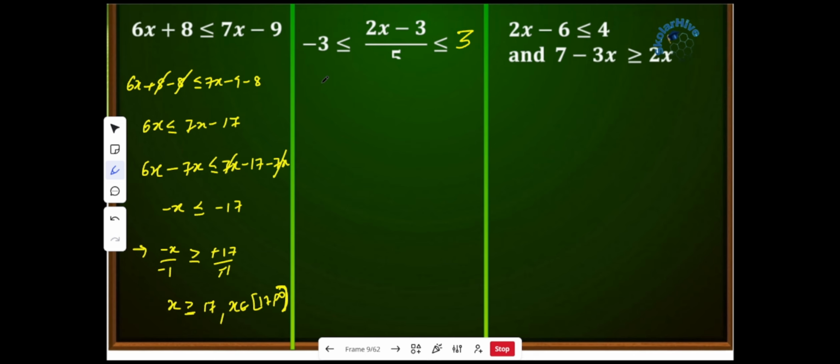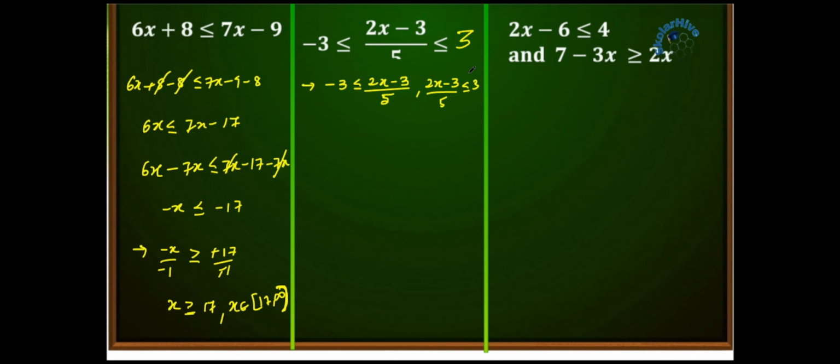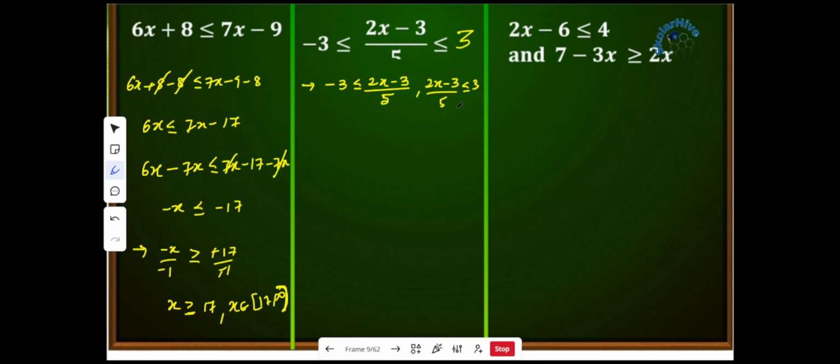We can do this in two ways, by splitting this inequality into two inequalities. Let me do the first method. This can be written as minus 3 less than or equal to 2x minus 3 divided by 5. This is one of the inequalities, and the second inequality is 2x minus 3 by 5 less than or equal to 3. We have to solve this inequality and that inequality separately, and at the end we have to look for the common solution in both. Okay, so just go for this.